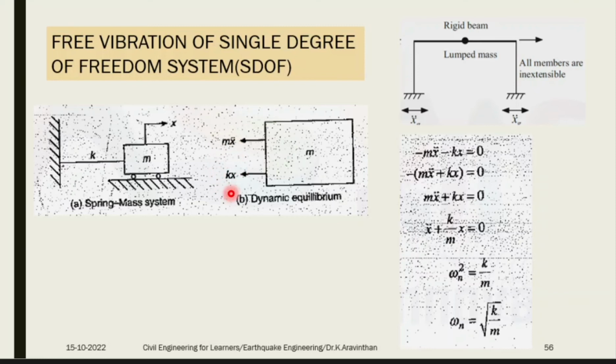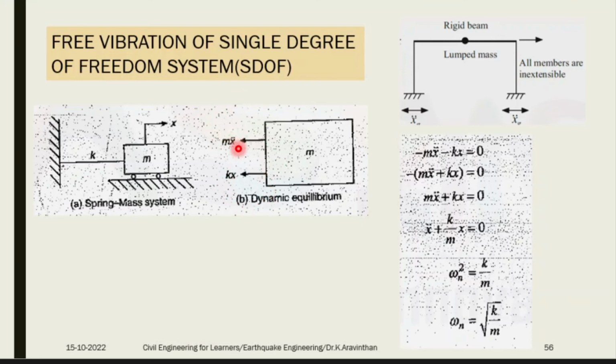What is stiffness? K equals F by delta. Now if you want to find F, you can cross multiply the delta. What is delta? Displacement. Displacement is x. So you can cross multiply x. So stiffness force is known as K into x. Okay.